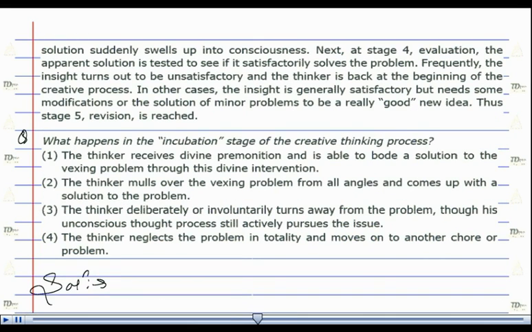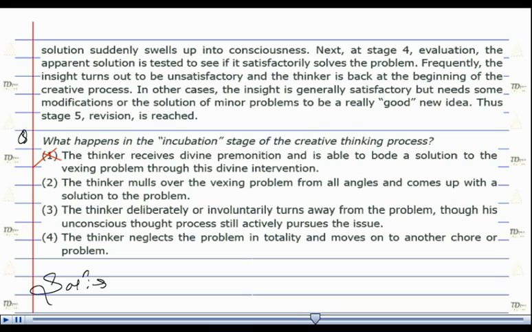Option number 1 is, the thinker receives divine premonition and is able to find a solution to the vexing problem through divine intervention. Option number 1 is absolutely incorrect, as this is a scientific theory and the premonition is not shown anywhere by the author. Option number 1 is indeed incorrect.